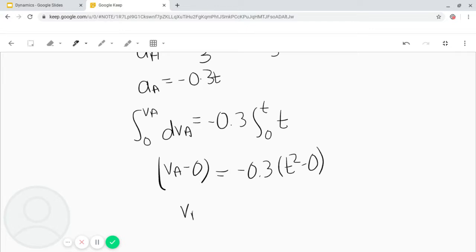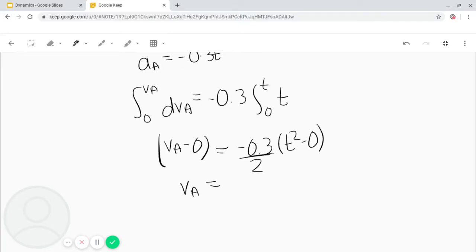So then VA equals, oh, sorry, I missed one step here. That'd be over 2. Yeah, that was my bad. It'd be all over 2. So just make more room. So then VA would be equal to negative 0.3 t squared over 2.